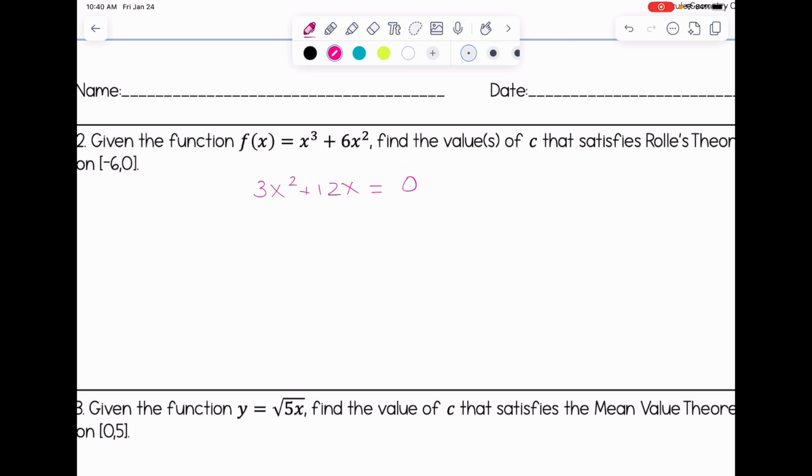All right, to solve this, we could, again, replace x with c since it's asking for c here. And we're going to factor out 3c.